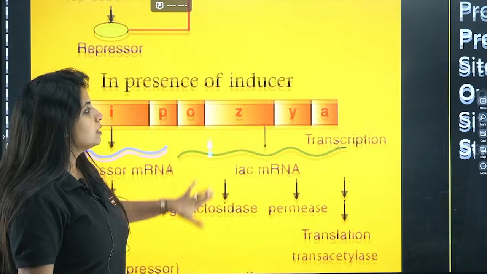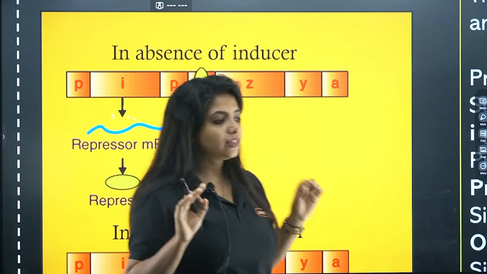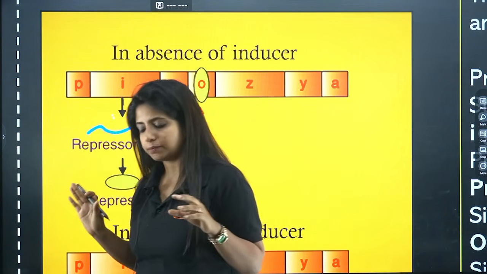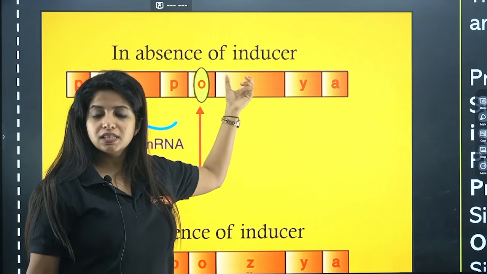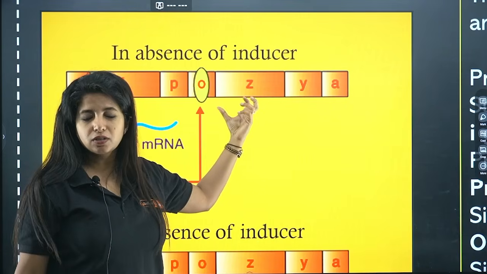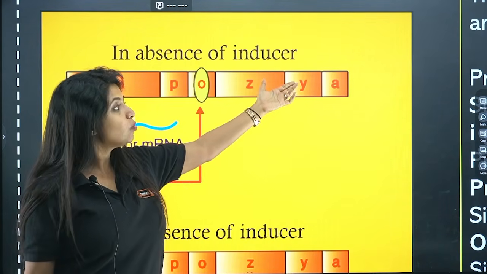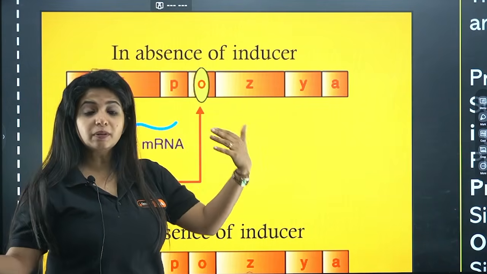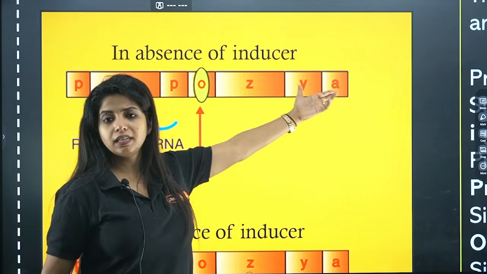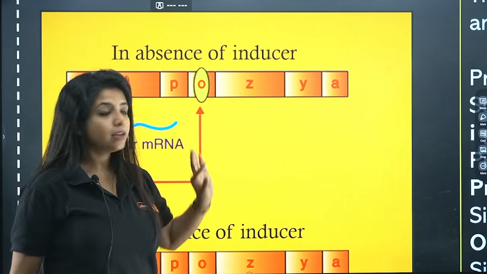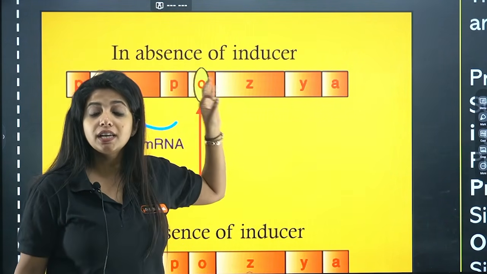Fine. Now, suppose lactose is not here. Suppose there is no lactose in the medium where we are growing the E. coli. So do we need these enzymes? No. We do not need these enzymes. Obviously, beta-galactosidase is not required because there is no lactose to be broken down. There is no need for permease, because permease increases the permeability such that lactose can get inside, if at all it is outside. We do not need trans-acetylase as well. So basically, we do not need any of these enzymes. I do not need transcription of any of these enzymes.